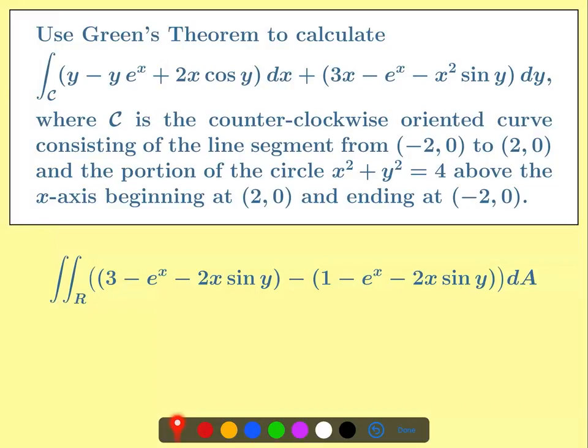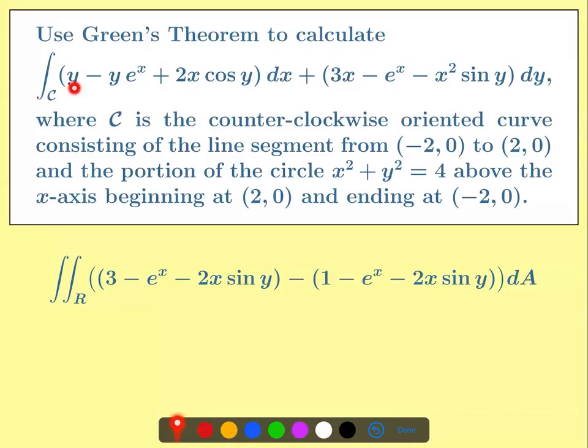And where did this come from? Well, Green's theorem, let's see if we can remember now. We take what's in front of the dy here, take the derivative with respect to x. That's going to be 3 minus e to the x minus 2x times sine of y. So that's the derivative of this with respect to x. And then we want to subtract the derivative of what's in front of the dx here. Subtract the derivative of this with respect to y.